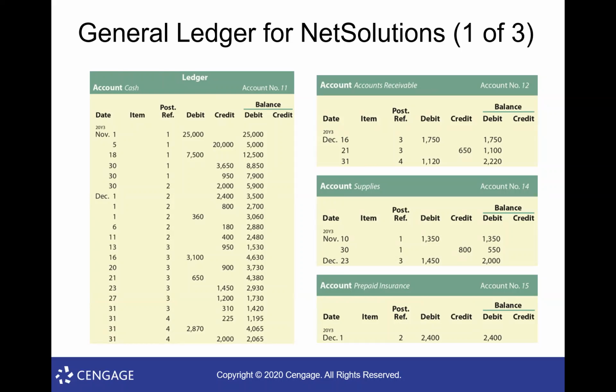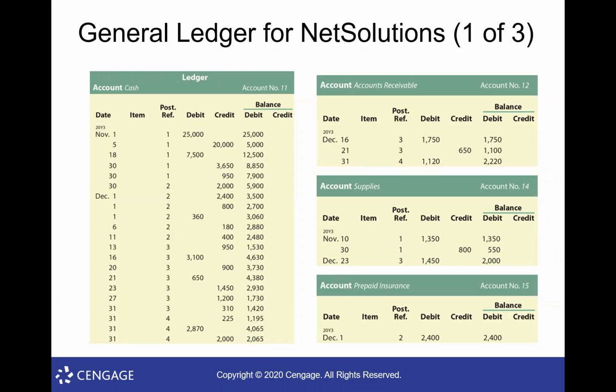So you can see this is our cash account and all of those transactions. And in the end, we end up with a balance, in this case a debit balance of $2,065. Our accounts receivable, again, the first transaction was a debit of $1,750. Then someone must have paid us $650, and then another $1,120. And so the balance just updates each time.